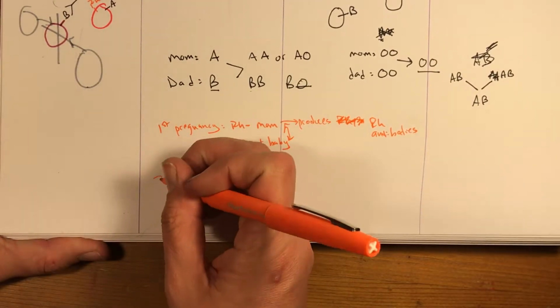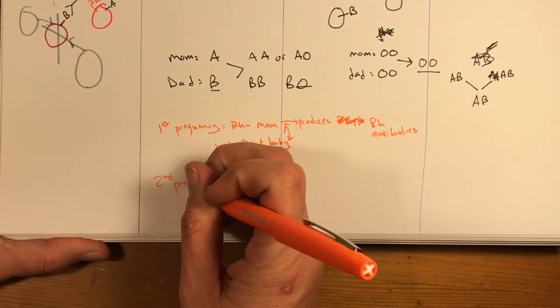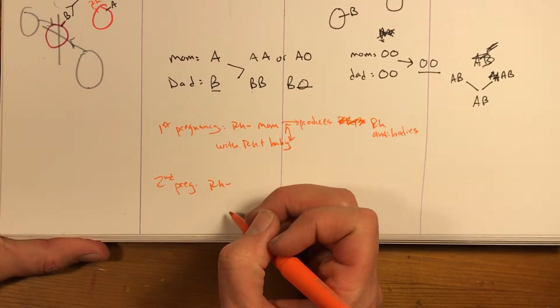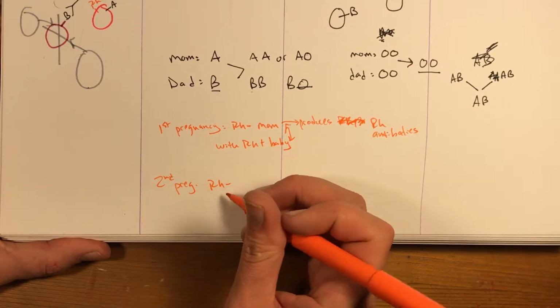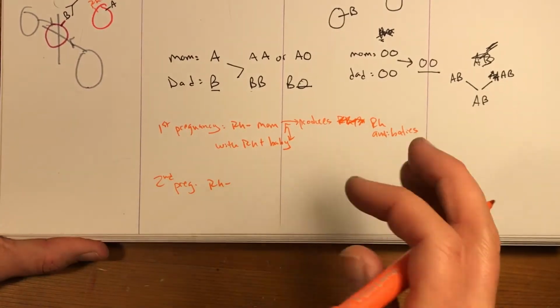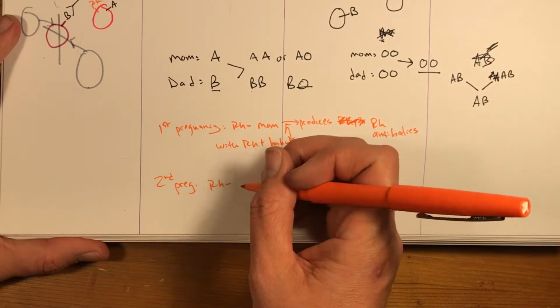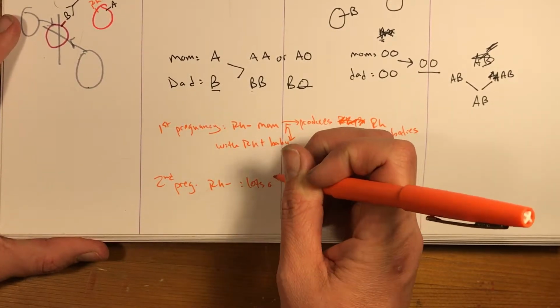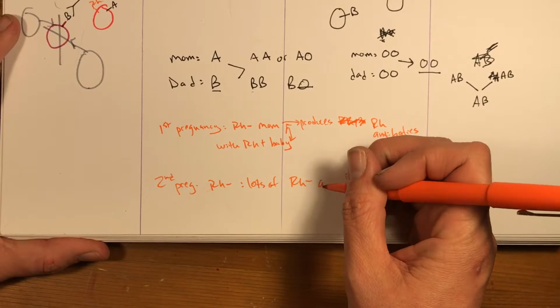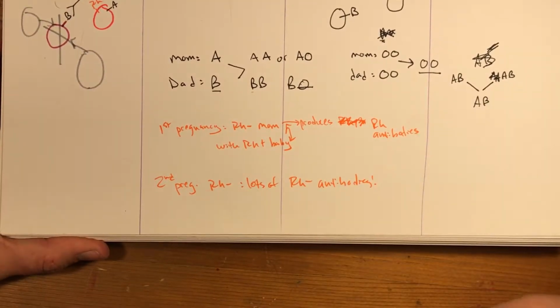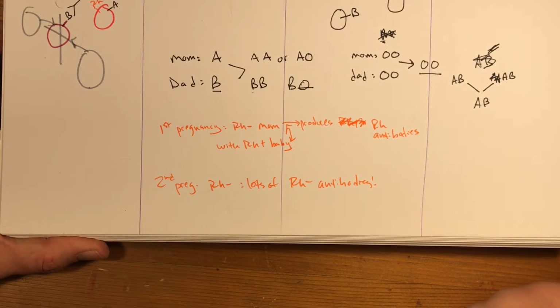But let's say in the second pregnancy, we have, again, the same mom who's RH negative. And if we have an RH negative baby, it doesn't matter. There are no antigens present, so it's not a problem. There are lots of antibodies now, RH antibodies, and they are on the lookout to make sure nothing with an RH plus is present ever.